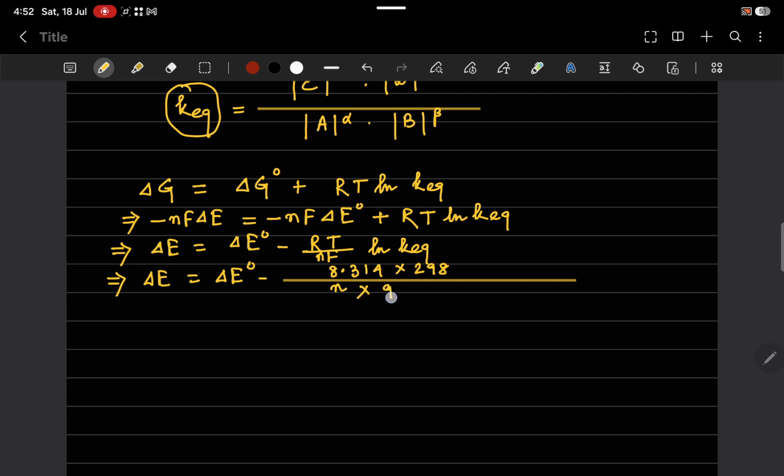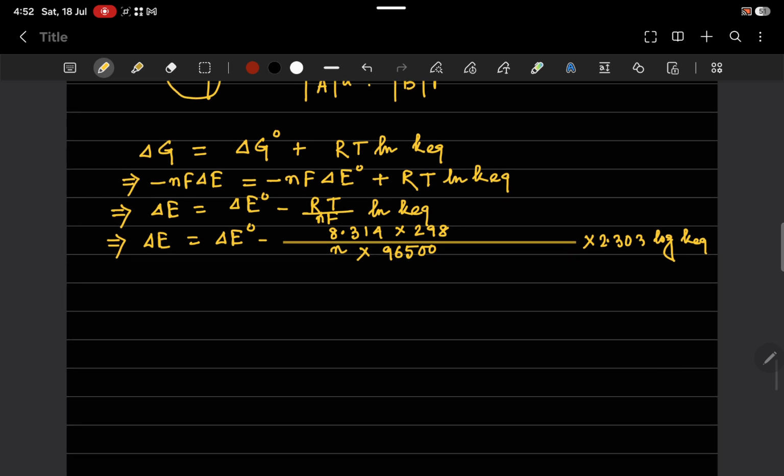F is the Faraday constant, that is 96,500. And then, to convert ln, because you know the base of ln is e, if I want to convert ln to log, we have to multiply it with 2.303 log K equilibrium. So this equation I have written at room temperature.